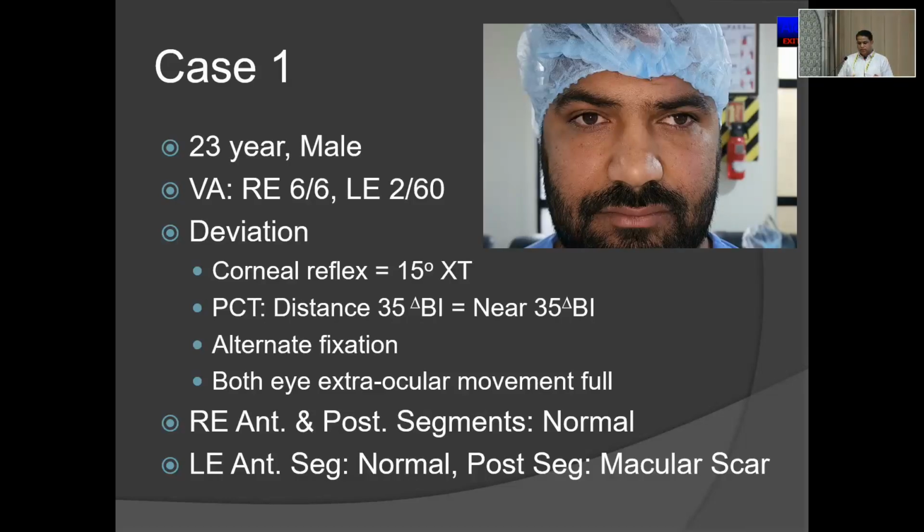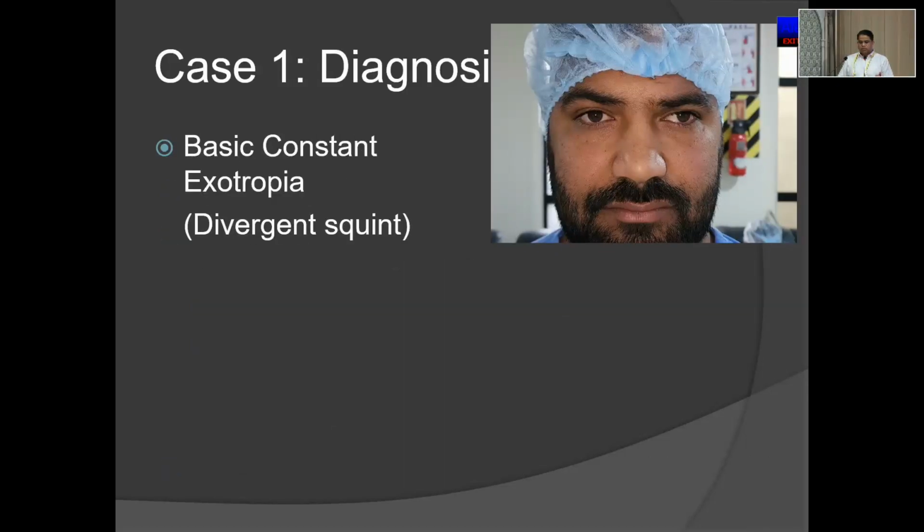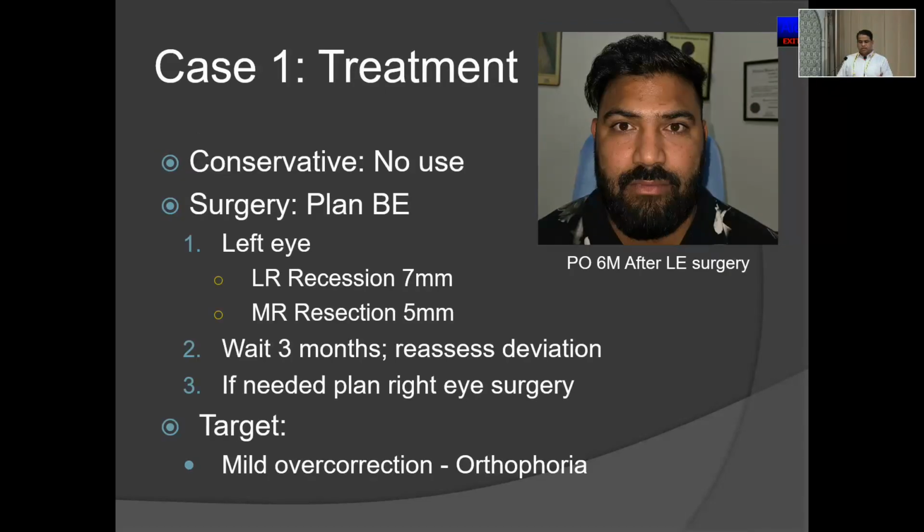and see the results. This 23-year-old male, left eye vision is 2/60. The deviation was 35 base in, which was equal for distance and near, and there was alternate fixation. Other things were all normal. So diagnosis was basic constant exotropia or divergent squint. The surgery was done in the left eye. The lateral rectus was recessed 7 millimeters, medial rectus resection of 7 millimeters.